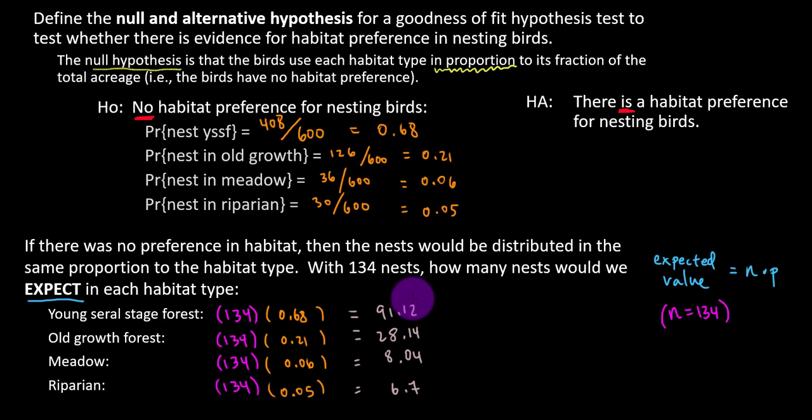So these expected values indicate the number of times that we would have observed these habitat types for the nesting birds if there truly was no preference. Now up above, we have the actual data of what was actually observed. We're going to compare the observed data that's above to these expected values in the test statistic.